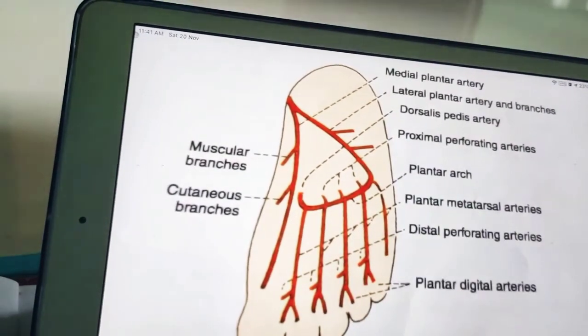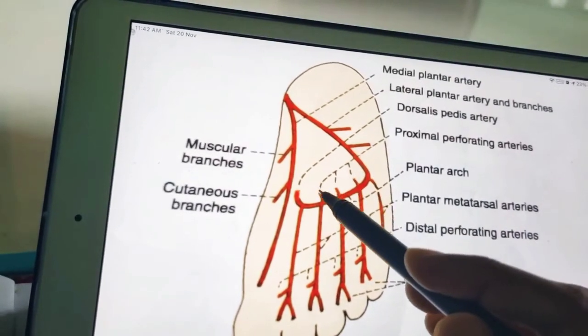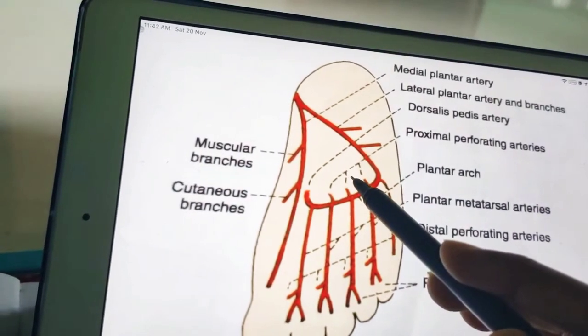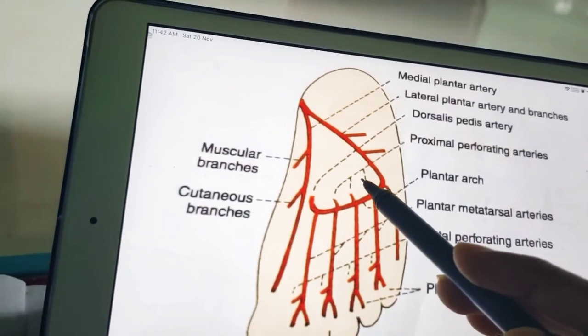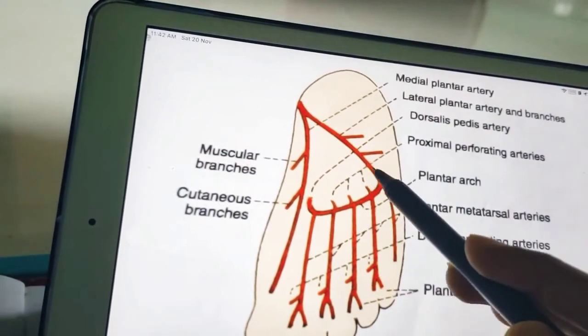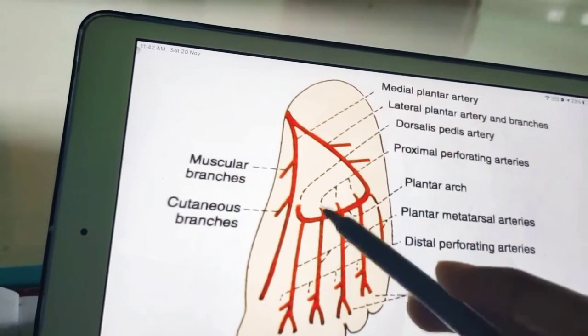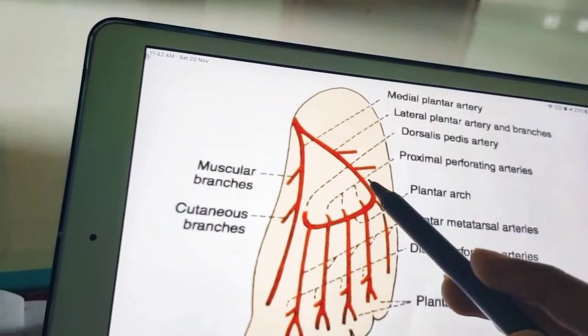three proximal perforating arteries that pass through the second, third, and fourth intermetatarsal spaces. Here, the proximal perforating arteries are passing through the second, third, fourth intermetatarsal space and communicate with dorsal metatarsal arteries. So they communicate with dorsal metatarsal arteries, which are branches of the arcuate artery.